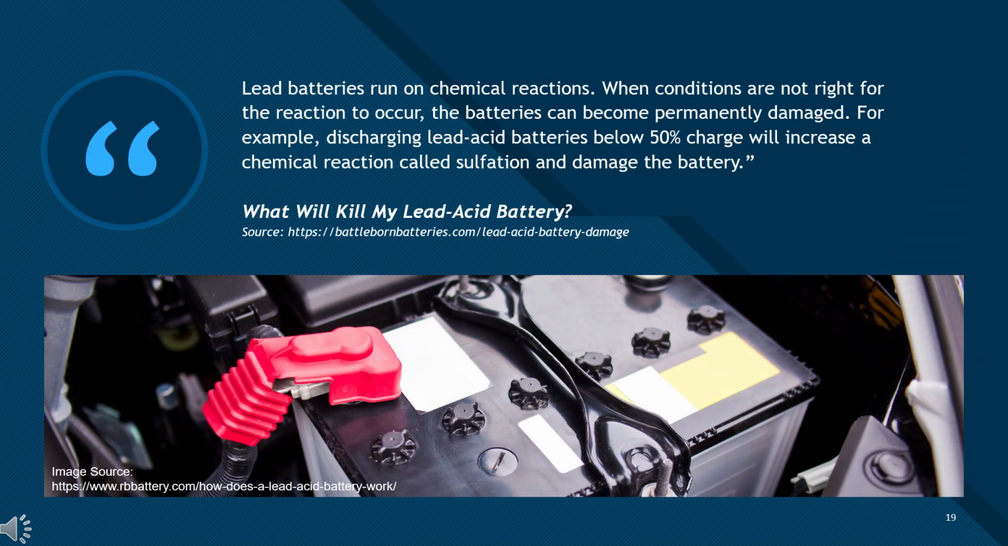Lead batteries run on chemical reactions. When the right conditions are not maintained, those reactions cannot happen properly, and the batteries can become permanently damaged. For example, if you discharge a lead-acid battery below 50% of its charge, you increase a chemical process called sulfation. This sulfation builds up on the battery plates, and over time, it will damage the battery and shorten its life.